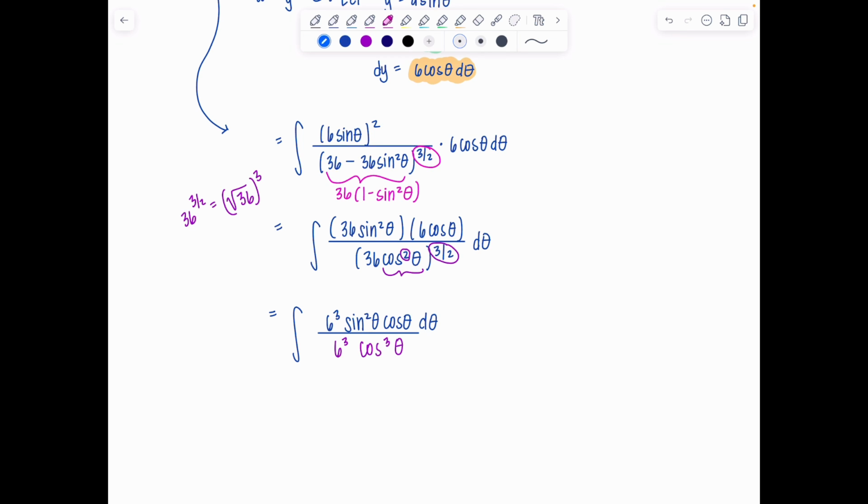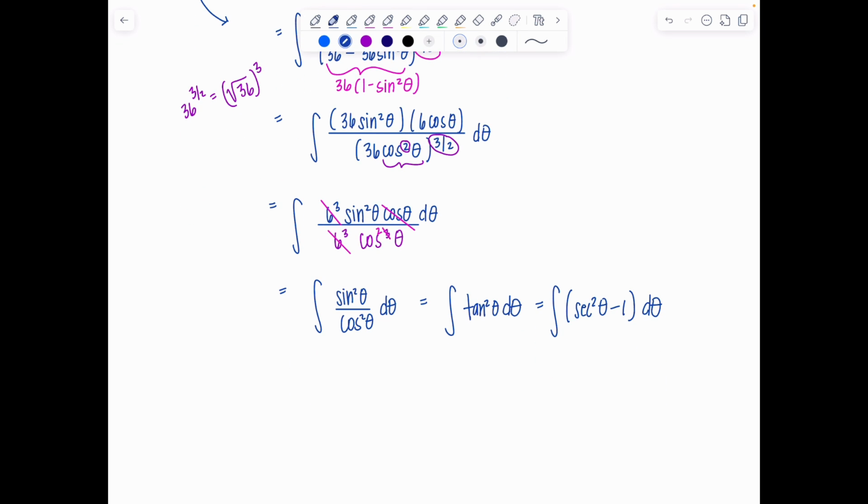Okay, beautiful. So look at that. The 6 cubed, 216, is gone. This cosine theta cancels, and then now I'm just going to have 2 in the denominator, 2 of them. So I've got sine squared theta over cosine squared theta d theta, which is tangent squared theta. D theta, don't forget the d theta. Now, do we know antiderivative of tan squared theta? Not right off the top of our head. We have to use another Pythagorean identity and replace tan squared theta with, that's right, secant squared theta minus 1 d theta.